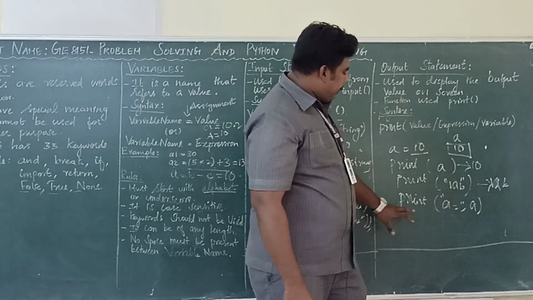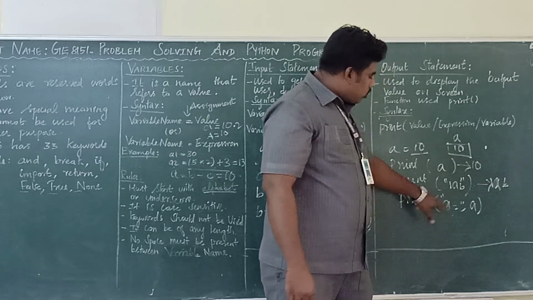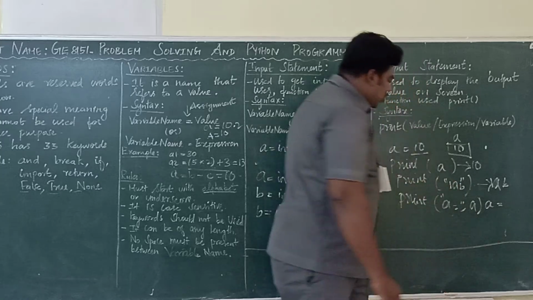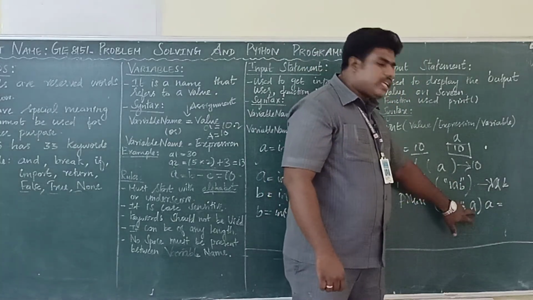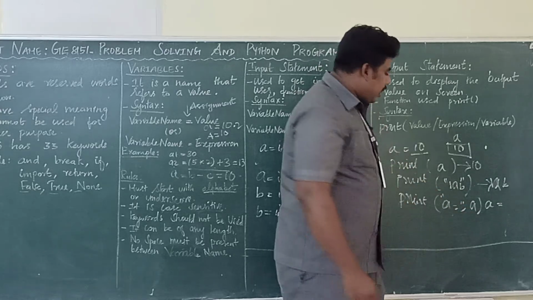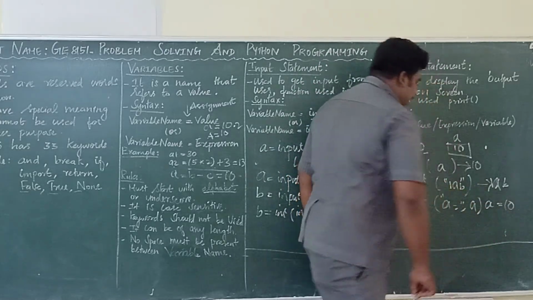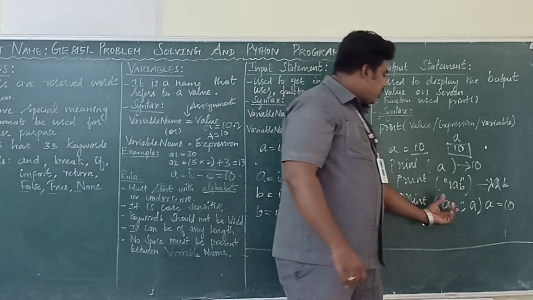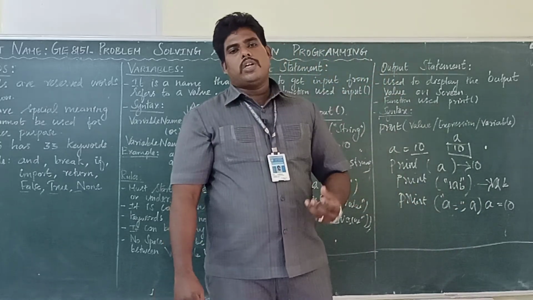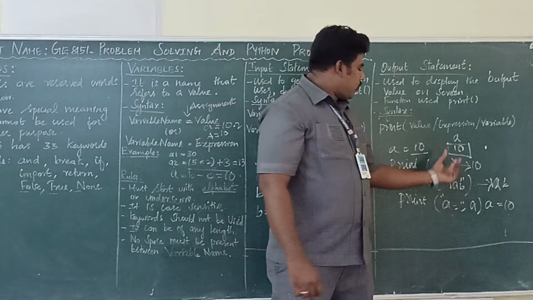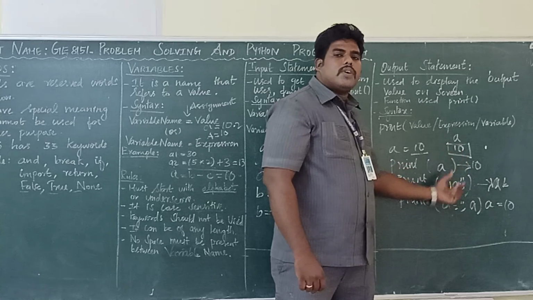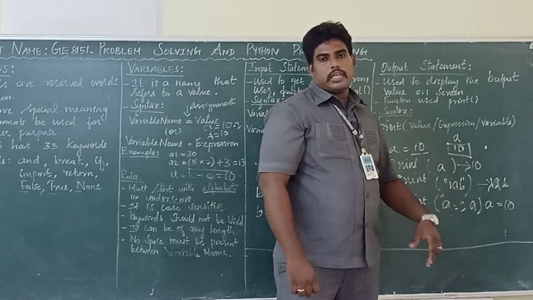Then see here, print A equal to. So "A equal to" is a string, so it will first print A equal to. And what is this? Comma, then A. What is the value of A? A is 10. So you will get the output like this. So "A equal to" is a string and A is a variable. If you print the variable, you will get the value. If you put anything in the double quotes, whatever you put in the print statement will be displayed.